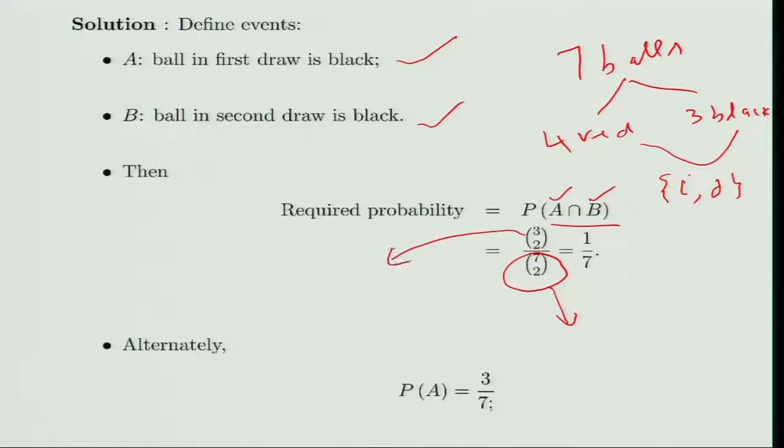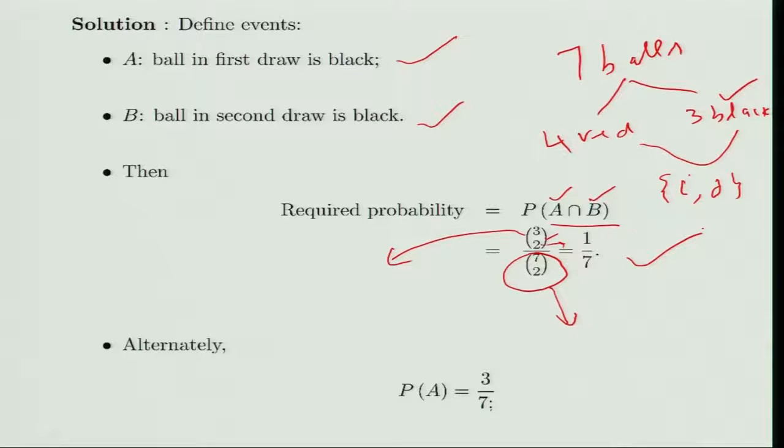And I look at number of cases which are favorable to A intersection B. A intersection B means I want both black balls. So that means both black balls should come from the collection of these 3 black balls I have. So that can be done in 3 choose 2 ways, because those could be the ball 1, ball 3rd, or ball 2nd, ball 3rd, or ball 1 or ball 2nd. So those are 3 cases. So that is 3 choose 2. So if you calculate this probability, this turns out to be 1 by 7.